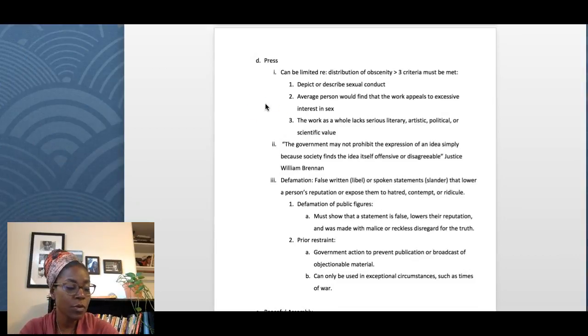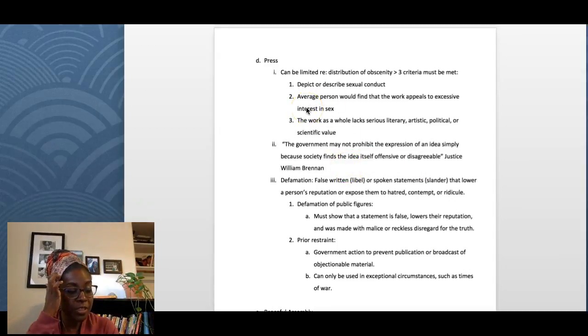There is a quote that the government may not prohibit the expression of an idea simply because society finds the idea itself offensive or disagreeable. That quote was made by Justice William Brennan. And basically, what it's saying is that freedom of the press is considered to be a fundamental right, and it is protected whether the government or society likes and supports a particular idea or not.